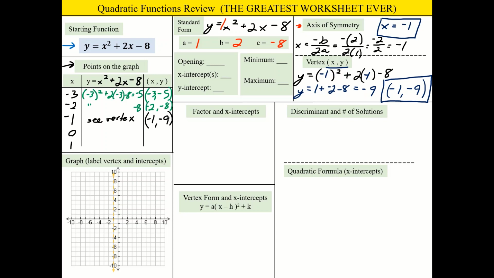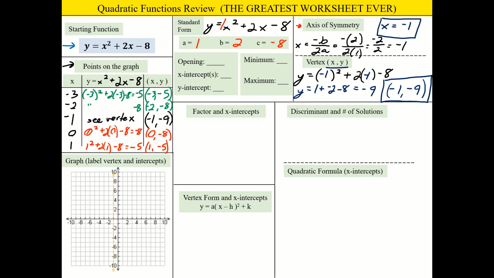0 is probably the easiest one to substitute. 0 squared is 0. 2 times 0 is 0. Minus 8 gives you -8. So 0, -8. And 1 squared, 2 times 1, minus 8. So we have 1 plus 2 minus 8, -5. So that's 1, -5. And notice that the y values are symmetric.